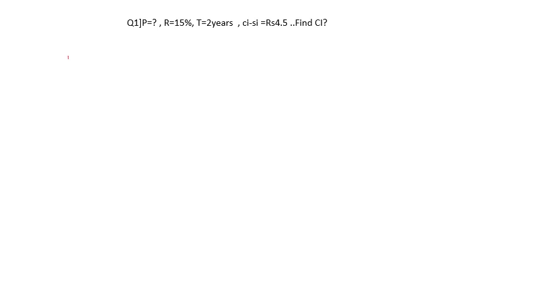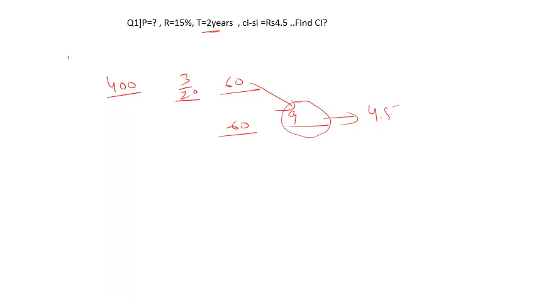So 15% means 5% is 1 by 20, 15% is 3 by 20. 3 by 20 for 2 years it's saying. So let's assume the principal to be 400. If this is 400, this is 3 by 20, and this becomes 3 by 20 of 400, which is 60. Again for the second year, 3 by 20 of 60 is 9, right? And given 9 equal to 4.5. Why? Because this is the difference of SI-CI for 2 years.